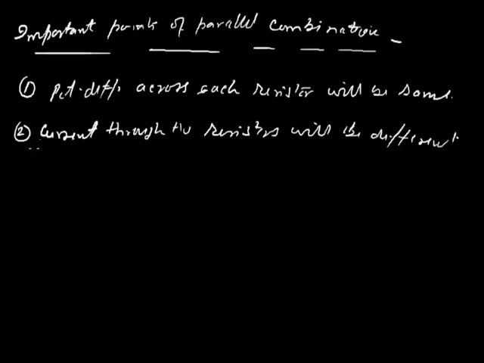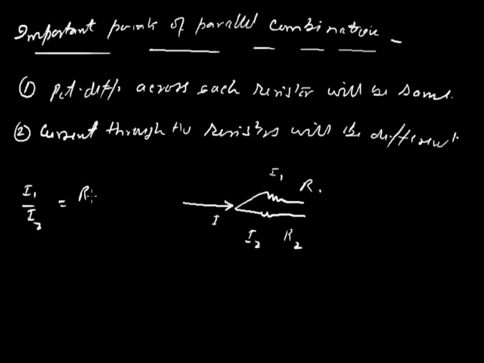Current is divided in the reciprocal ratio of resistors. Means if there are three resistances R1, R2 and R3, and current I is flowing in this way, it is divided into two parts or three parts. Suppose here are two parts only, here is I1, here is I2, this resistance is R1, this resistance is R2. So I1 by I2 will be R2 upon R1. Just a reverse ratio of resistances.